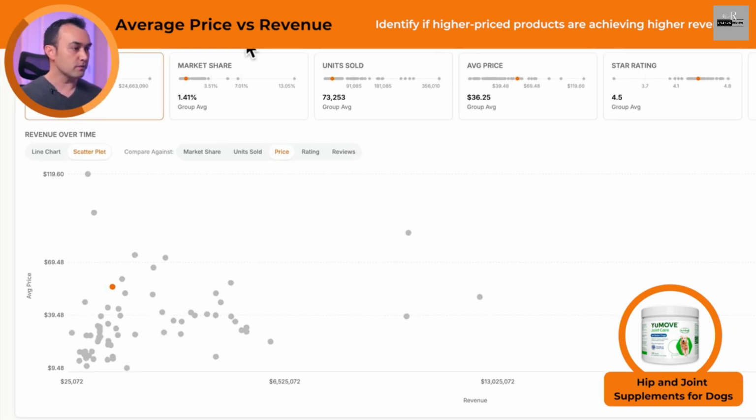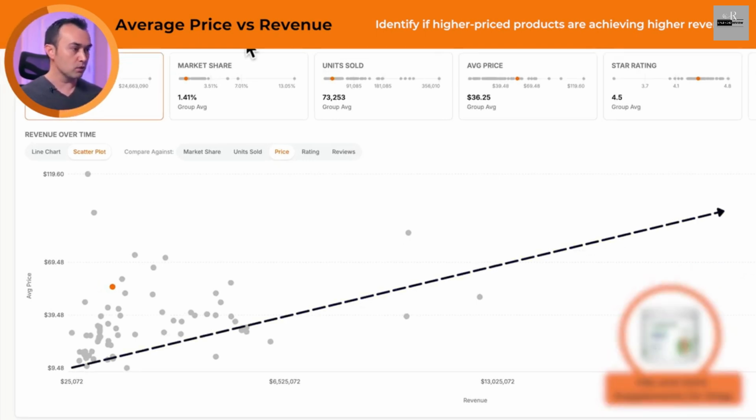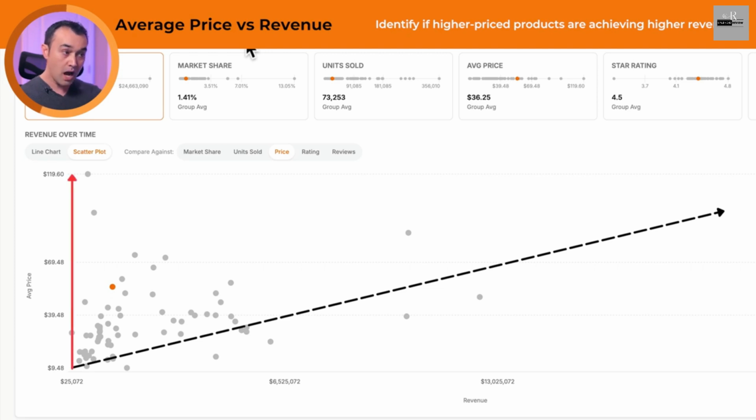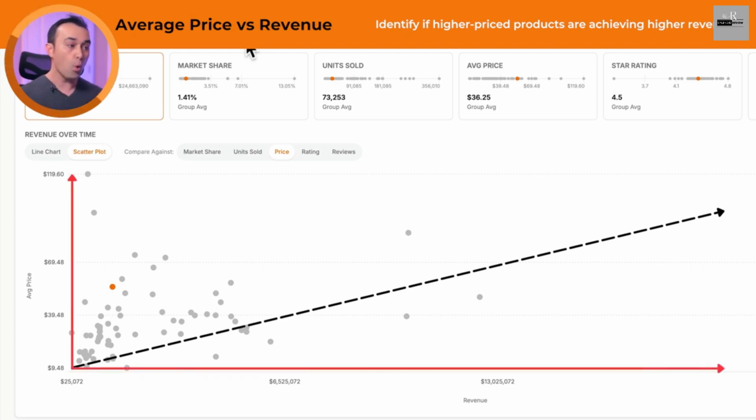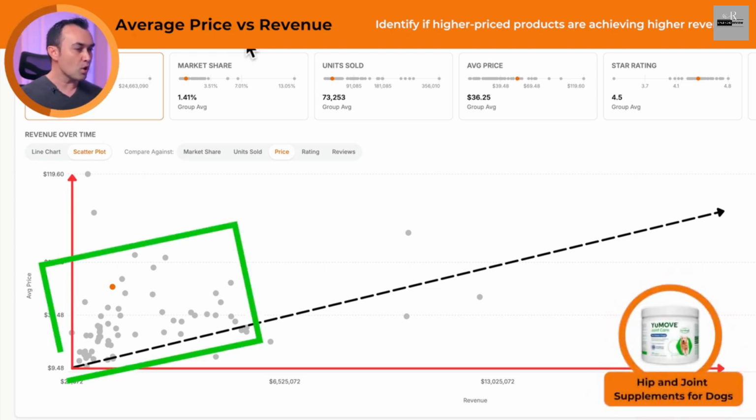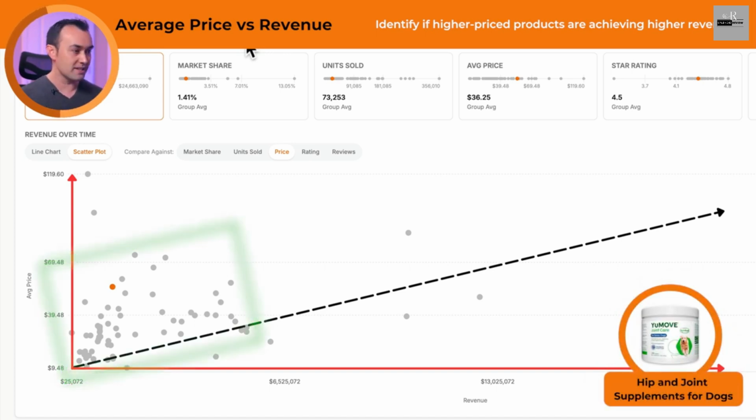If you see products that follow a diagonal line through the middle, that means that as prices go up, revenue increases proportionally. But that's not what we see here. Instead, we notice that as prices get higher, revenue often doesn't increase, suggesting that this market might be price sensitive.